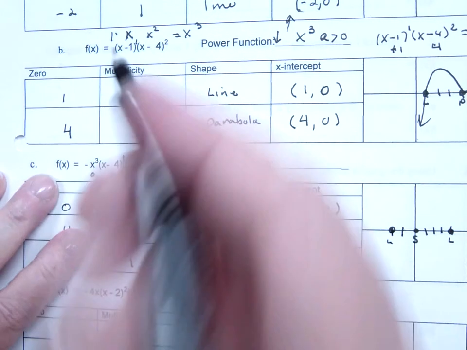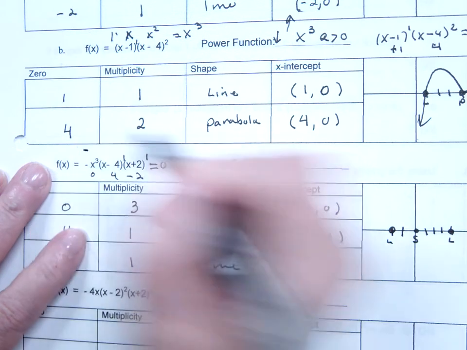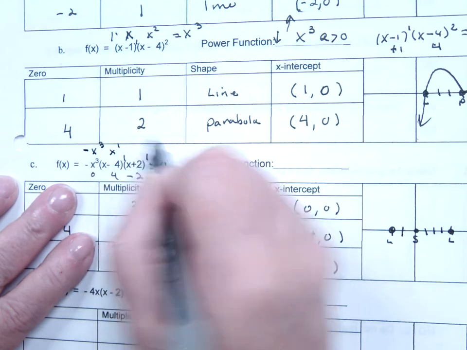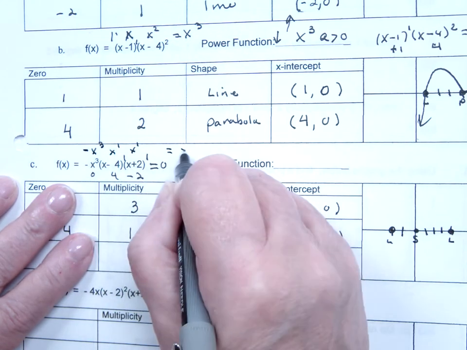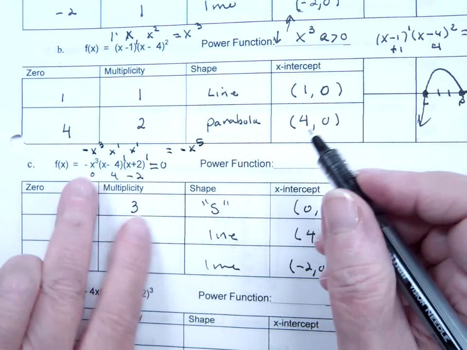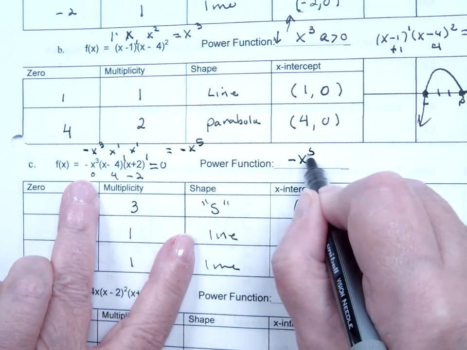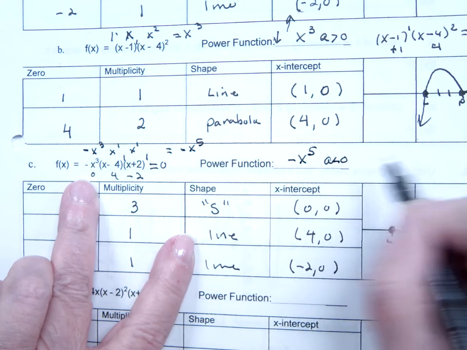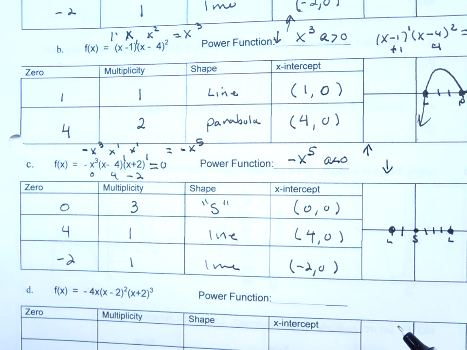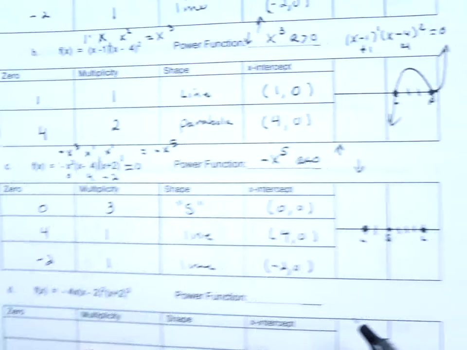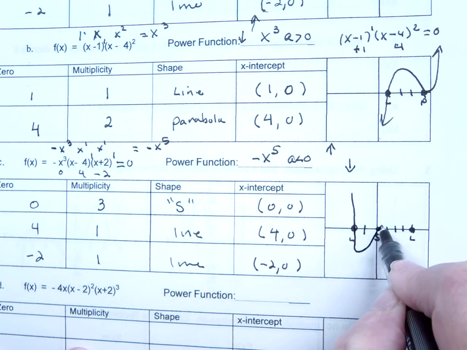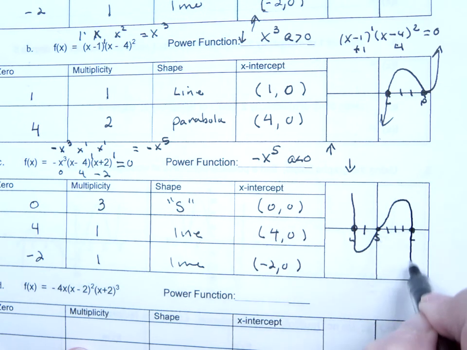So now let's see what we got. For the power function, this is a negative for the leading coefficient, and an x cubed, and an x to the 1, and an x to the 1. This is a negative x to the 5th power. Negative x to the 5th means that a is negative, so I'm looking at the reverse. It comes in from the top and then goes out through the bottom. So, coming in from the top: line, S, line.